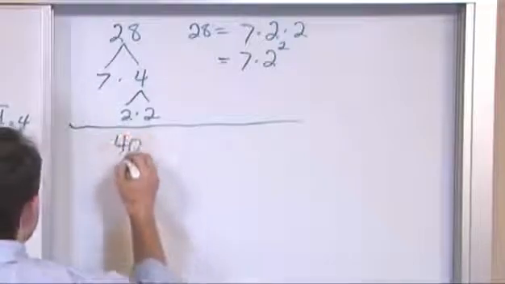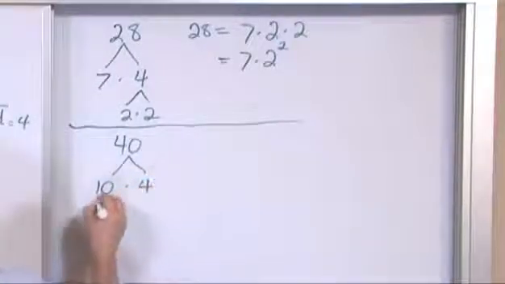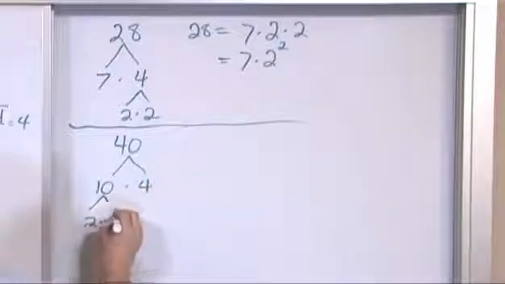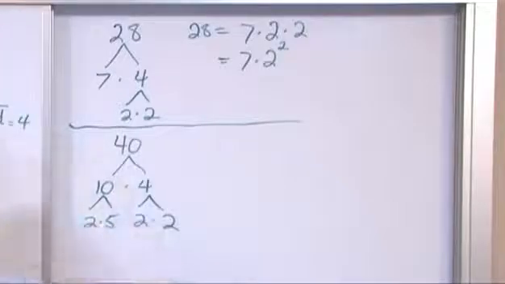What about 40? Well, 10 times 4 is 40. 10 can be 2 times 5. And 4 can be 2 times 2. These are all prime numbers at the bottom. There's no way to go any further down there.